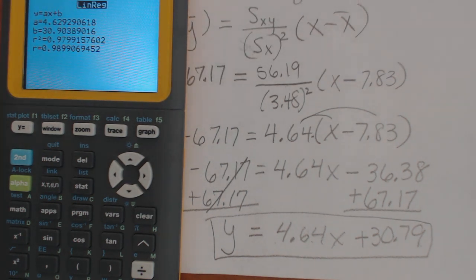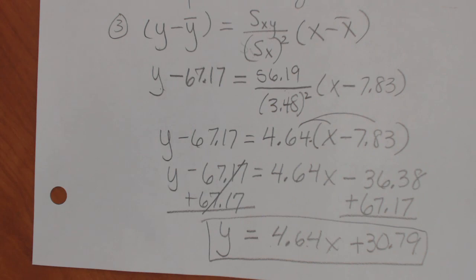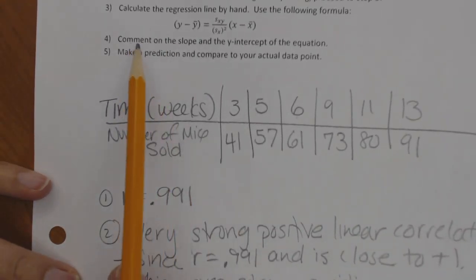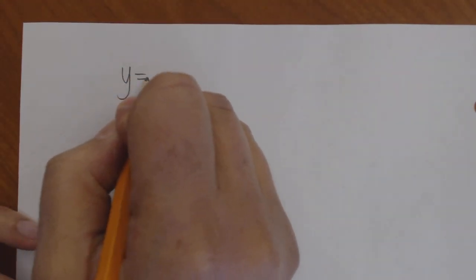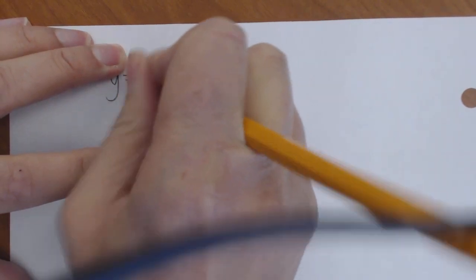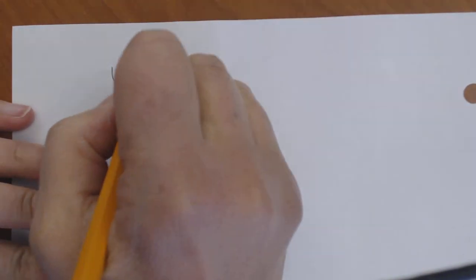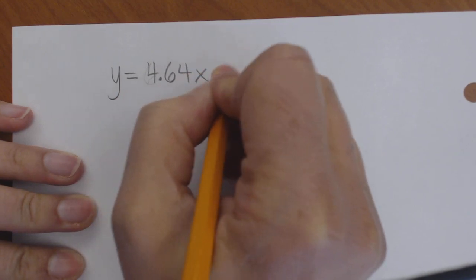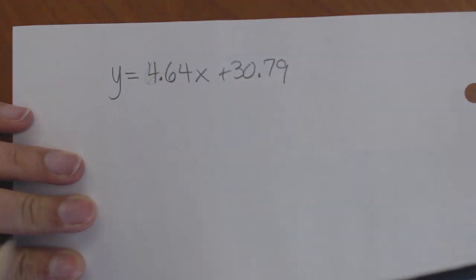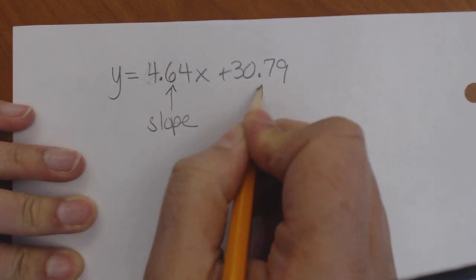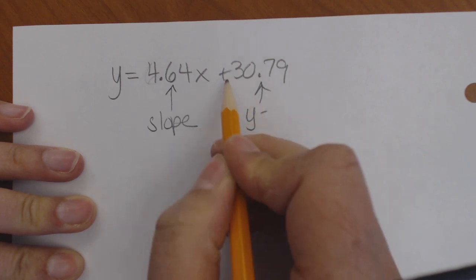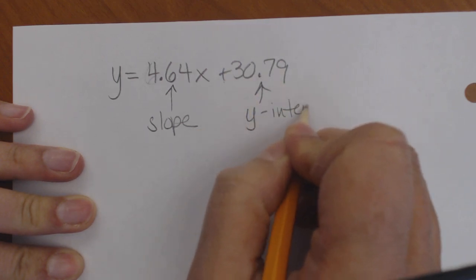So since we calculated the linear regression line, our next step is going to be to comment on the slope and the y-intercept of the equation. So let's do that. I'm just going to turn to the back because I'm going to write a sentence for you. So y equals 4.64x plus 30.79. So this is important for your IA. The slope is the number that is linked to x by multiplication. The y-intercept is going to be the number that is being added or subtracted.